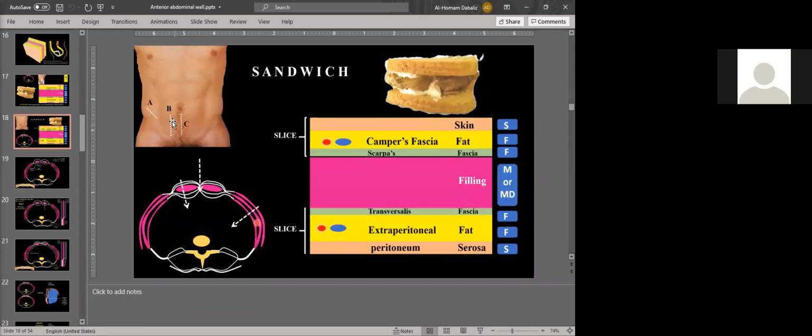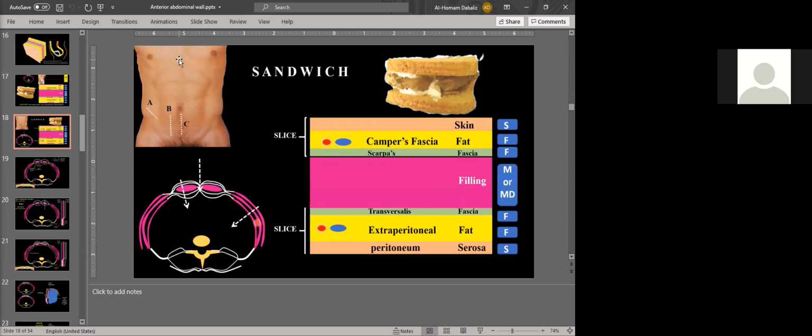If I cut here, what do I find? If I cut below the arcuate line, above the arcuate line, above the umbilicus, in the midline, a bit laterally, on the lateral side, just know what you will find in each one of them. Or just understand the concept and you can build it during the exam.